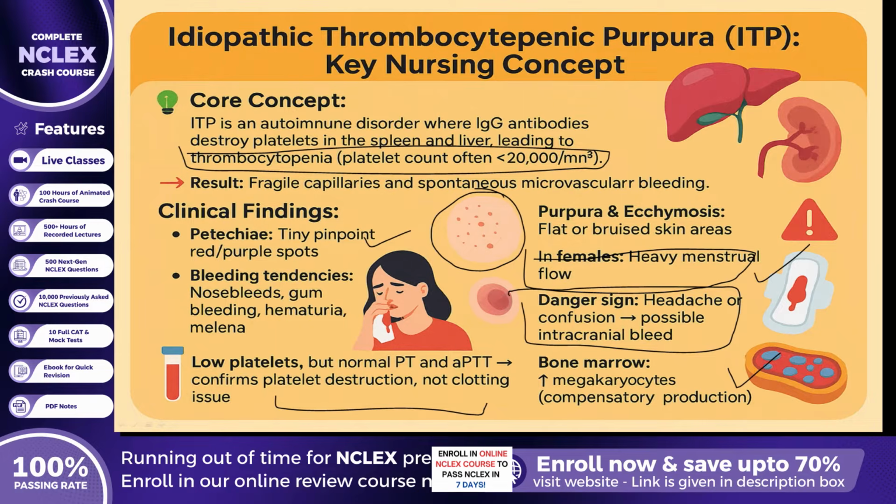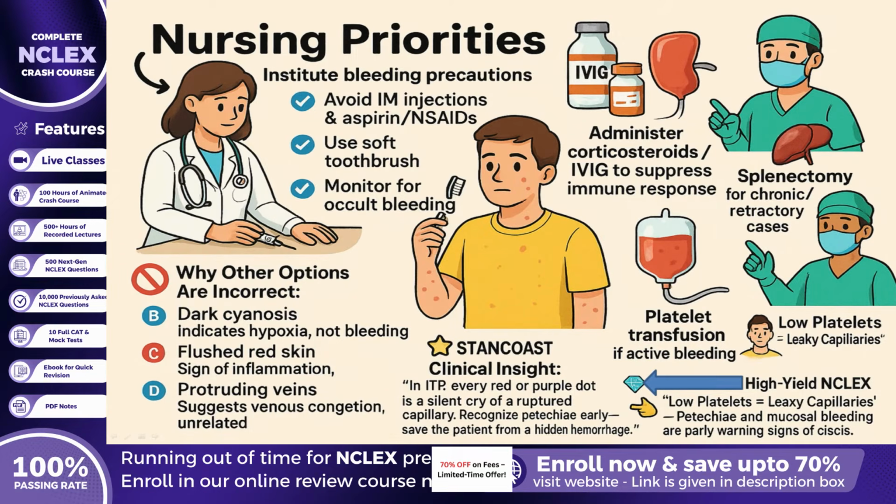Bone marrow aspiration may reveal increased megakaryocytes, indicating compensatory platelet production. From a nursing standpoint, the focus is strict prevention of bleeding and injury. Nurses must institute bleeding precautions, such as avoiding intramuscular injections, using soft toothbrushes, avoiding non-steroidal anti-inflammatory drugs and aspirin, and regularly assessing for occult bleeding.